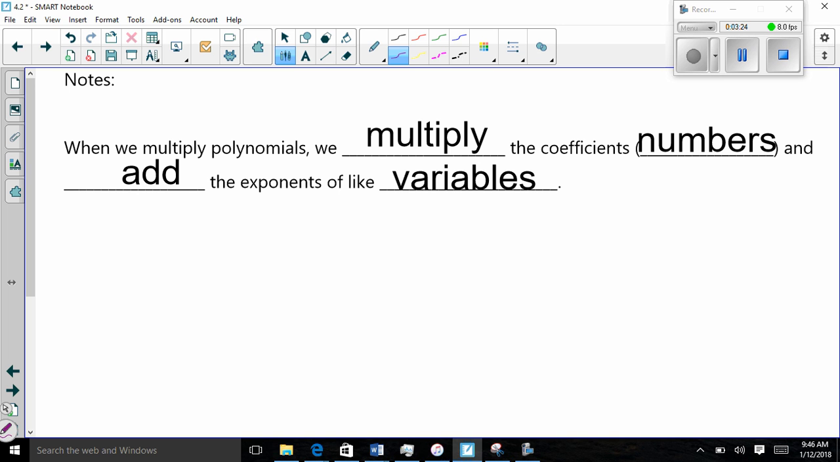You can raise your hand and tell me, what is mono? Give me a 1, right? What does poly mean? More than one or many, right? So we're going to do one term times many terms.